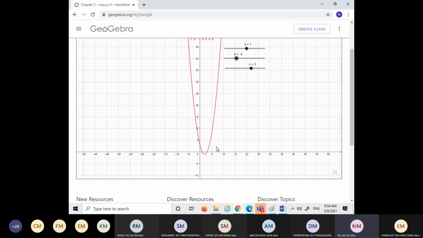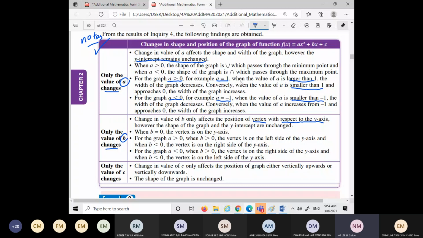Okay, so the y-intercept is unchanged. The shape also is unchanged. Only the position of the vertex with respect to the y-axis will be affected, for the change in the value of b. Okay, very fast, we come to the last already.